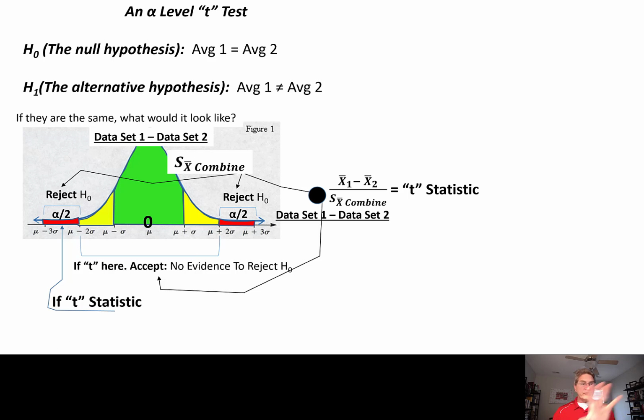So when you're seeing results, this happens in medicine a lot, and they tell you that they didn't reject. That's not saying they're the same. It's saying they didn't have evidence to say that they're different.